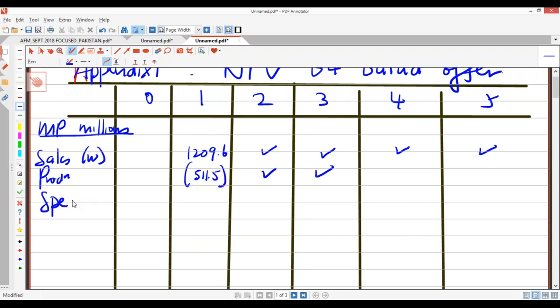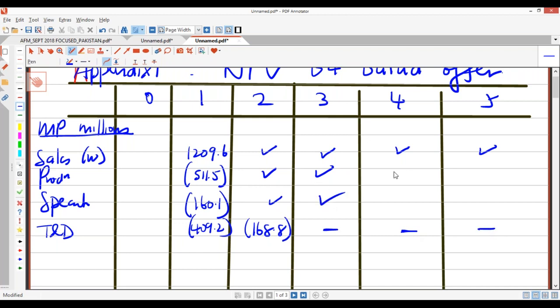Then you got special packaging. All this must be in Mega peso. Remember, project cash flow, project currency. First step, 160.1. Training and development, 409.2. Then you go on, you go on. This one only got 2 years, so I must do it well for you. This is 168.8. This doesn't have a dash for training and development.